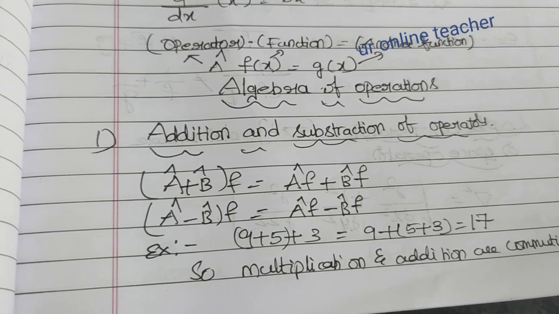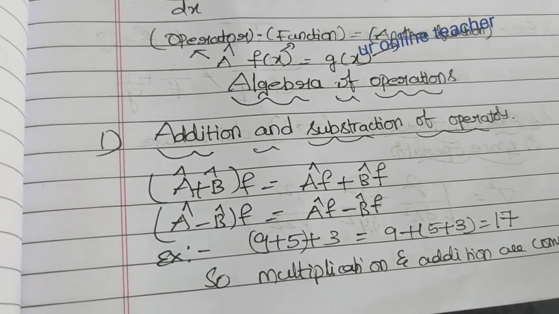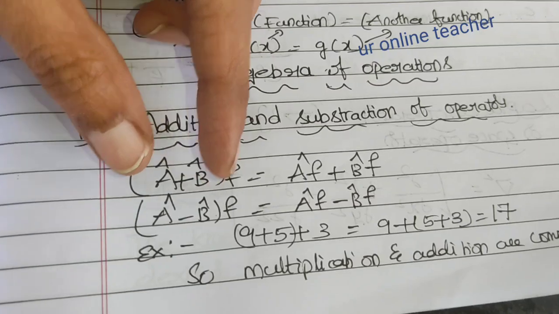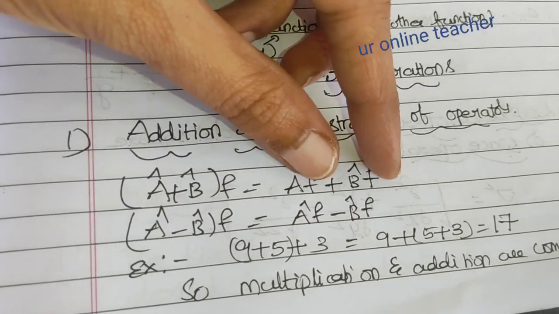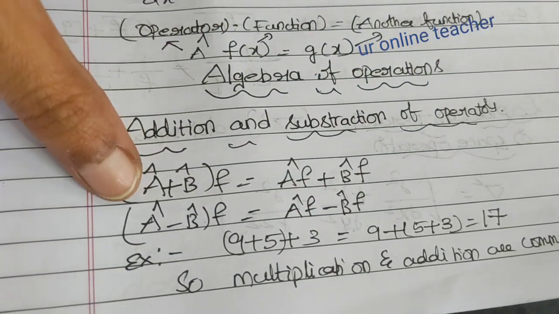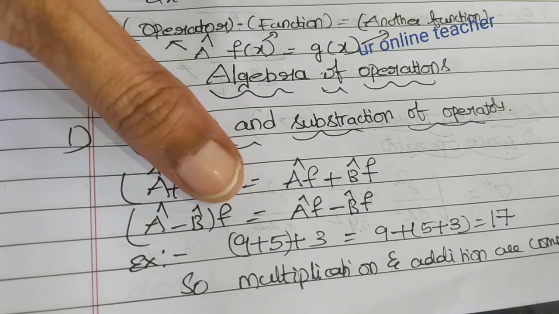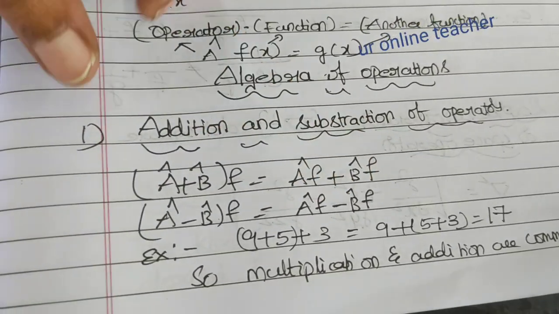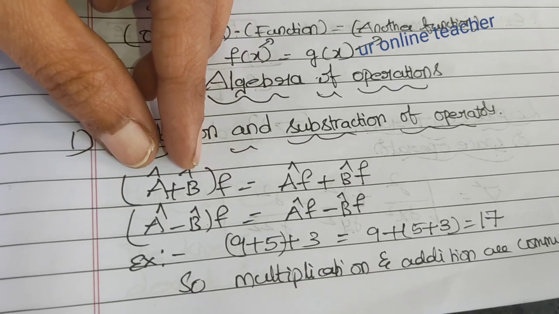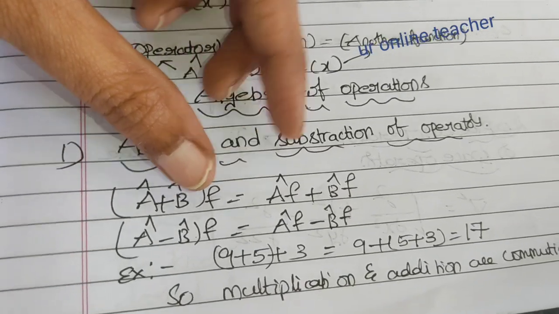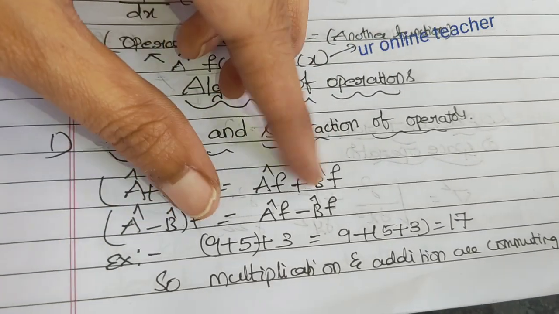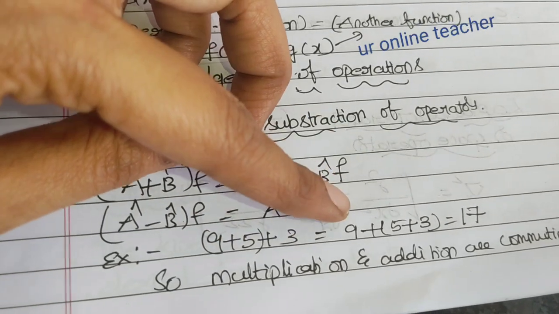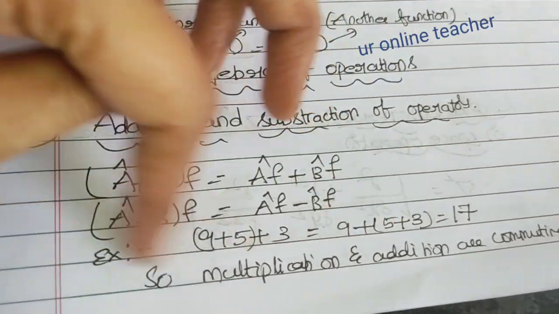Let's see addition and subtraction of operators. (A cap plus B cap) f is the addition, and it is equal to A cap f plus B cap f. When we see subtraction of operators, (A cap minus B cap) f is equal to A cap f minus B cap f. So this is the operator, acting on a function and giving another function. When we take one example, 9 plus 5 plus 3 is equal to 9 plus 5 plus 3. So it will give the same.